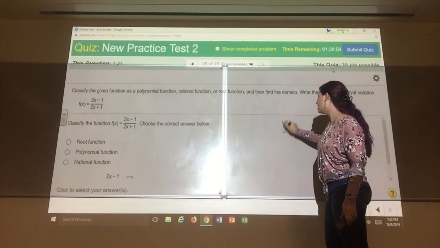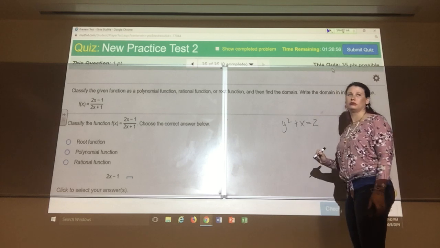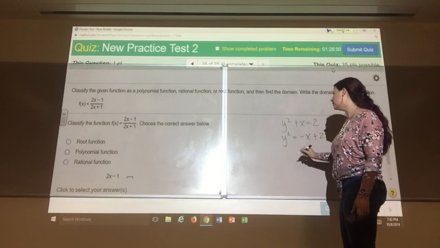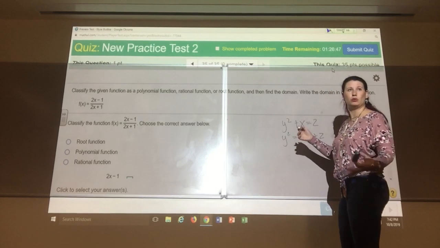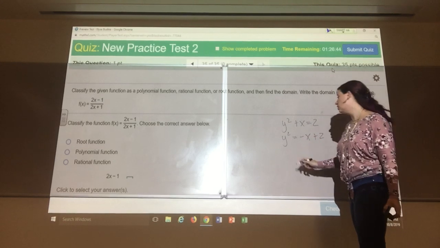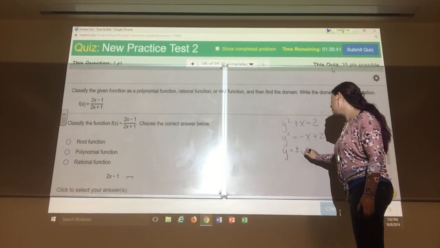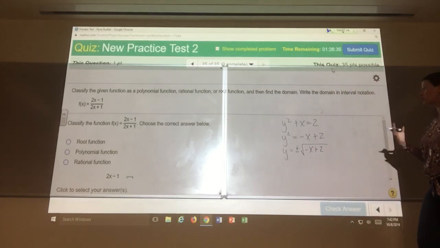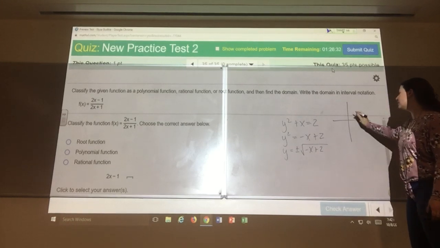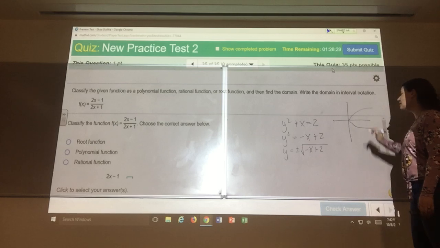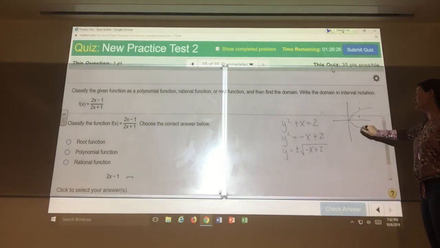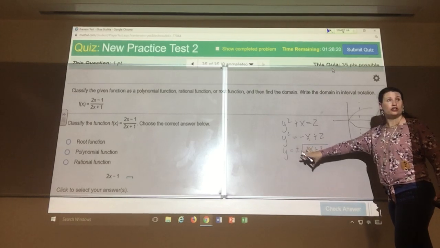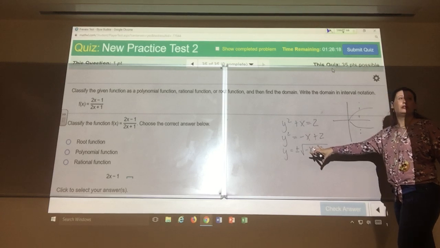If we had y squared plus x equals 2, right? If we try to solve for y, we get y squared equals negative x plus 2, and then we take the square root. When we take the square root, it equals a plus or minus square root. So y is equal to plus or minus the square root of negative x plus 2. If we tried to draw that graph, it would be the positive version and the negative version. That, because of the vertical line test, is not a function, right? So that's why when we get a positive and a negative version like this, it's not a function.